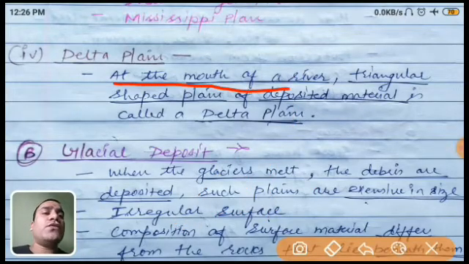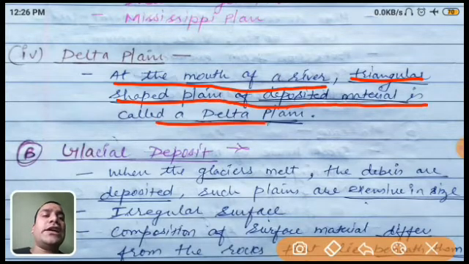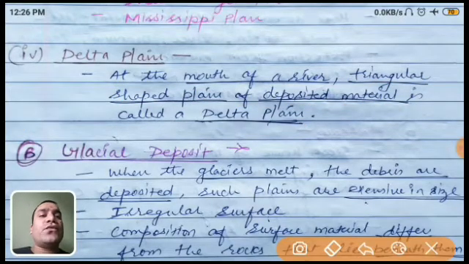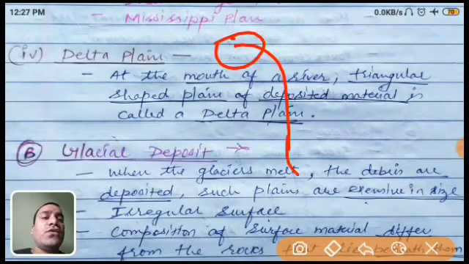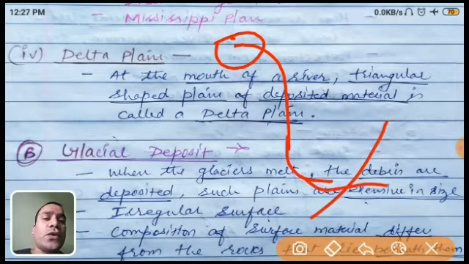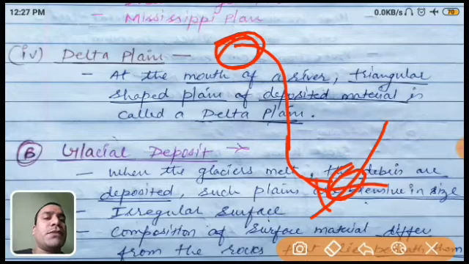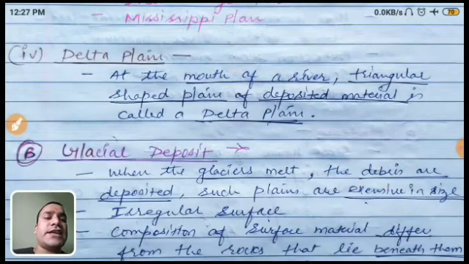At the mouth of the river, triangular-shaped plains of deposited material are called delta plains. Always remember there are two parts, source and mouth. What is the source? What is the mouth? From where the river arises is called the source of the river. And where this river merges into either an ocean or another river, that part is called the mouth. So at the mouth of the river, these deltas or delta plains are formed.